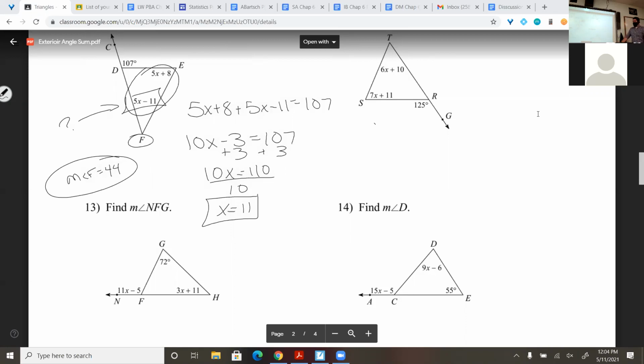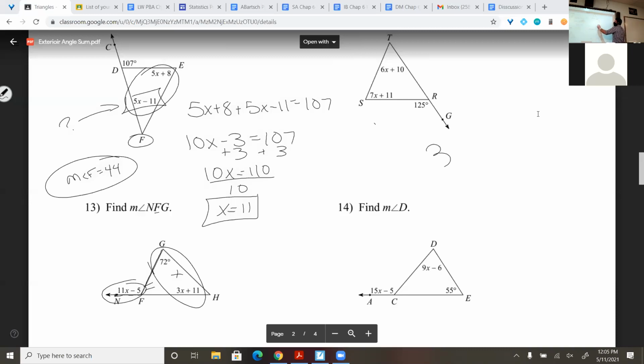Now with 13, same thing. You add these two angles together, set it equal to this outside angle. Just to remind you what the angle NFG is, the N and the G are the outside points, and F is going to be the angle. So I'm going to start at N, go to F, and then go to G. So the 11x minus 5 is the goal for the problem.